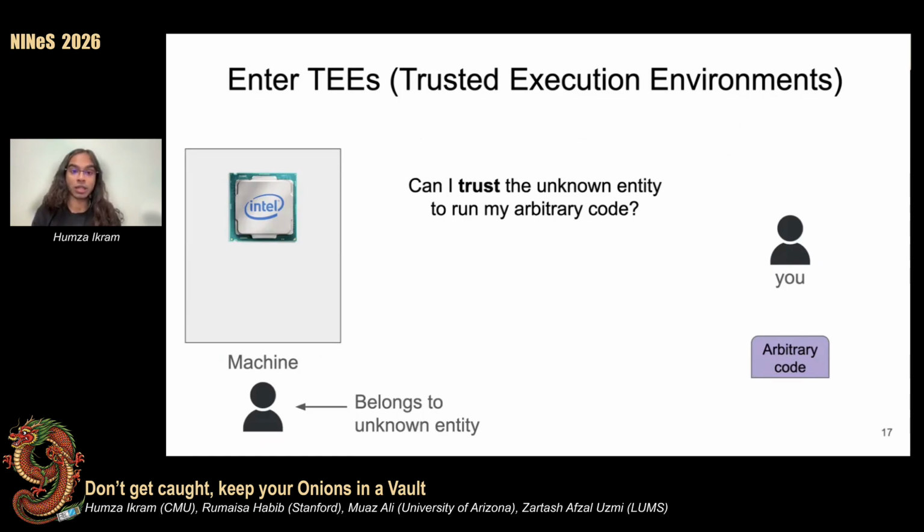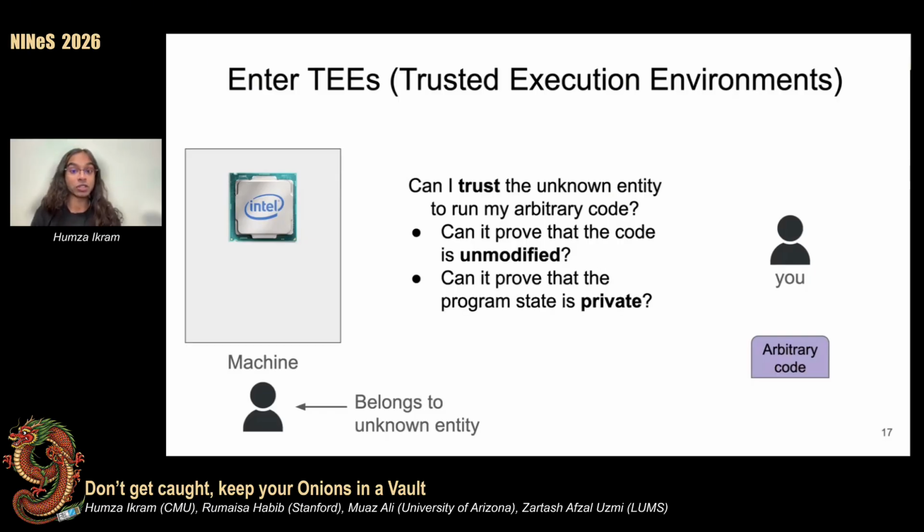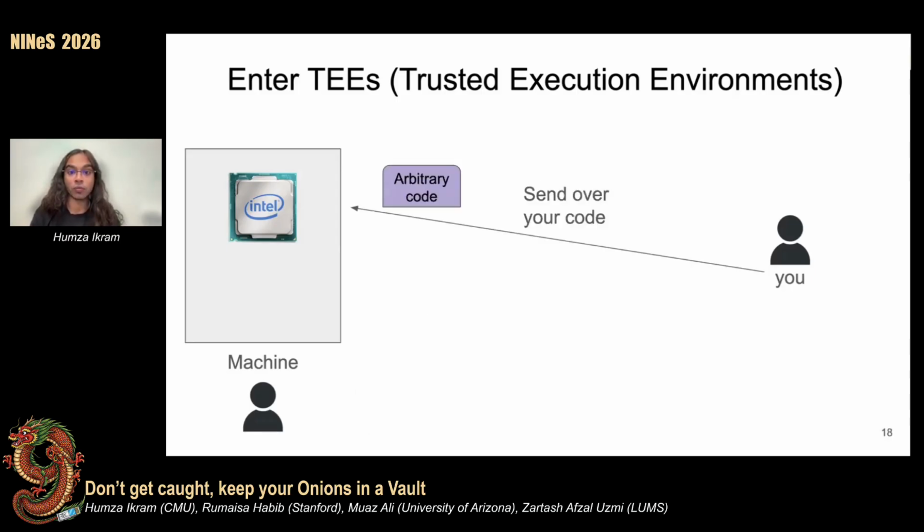And what does this trust entail? It entails two things. One, they should be able to prove that the code is not modified. Second, they should be able to prove that they can't snoop the program state. So if I have like a password or something that I'm going to enter into the code, they shouldn't just be able to read it from the memory. Trusted execution environments are designed to let you do that. You just send over your arbitrary code to a TEE-capable device. Intel, for example, has Intel SGX.